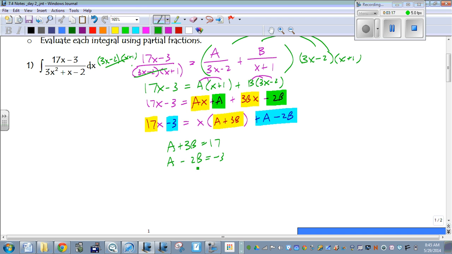So with this system, we want to cancel out one of these variables. A is probably the easiest. I'm going to multiply this bottom one by negative 1 on both sides. So I'm going to make it negative A plus 2B equals positive 3. And then the A's, when we add the two equations, will cancel out. And we get 5B equals 20. So B is 4. Then we can figure out A by substituting that back into one of these equations. So A plus 3 times 4, 12, equals 17. So A is going to be 5.